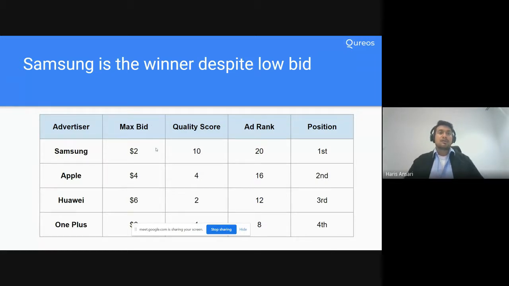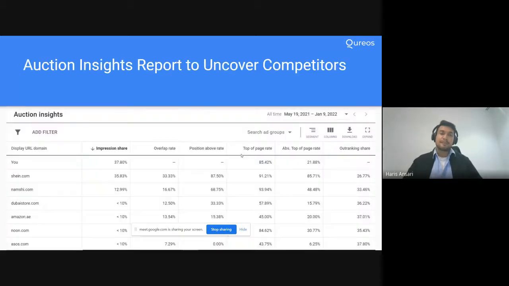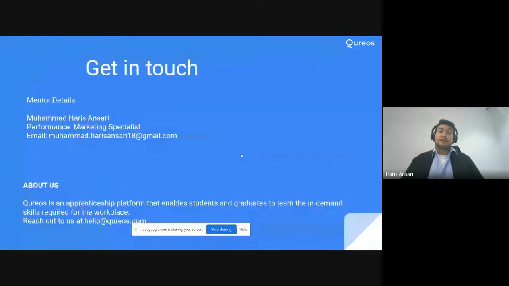Ad rank is dependent on two things: maximum bid and the quality score. By not only increasing your bid, you can rank high. It should be both. Your bid should be good as well as your quality score to rank and to get the first position. I hope I have answered your question.